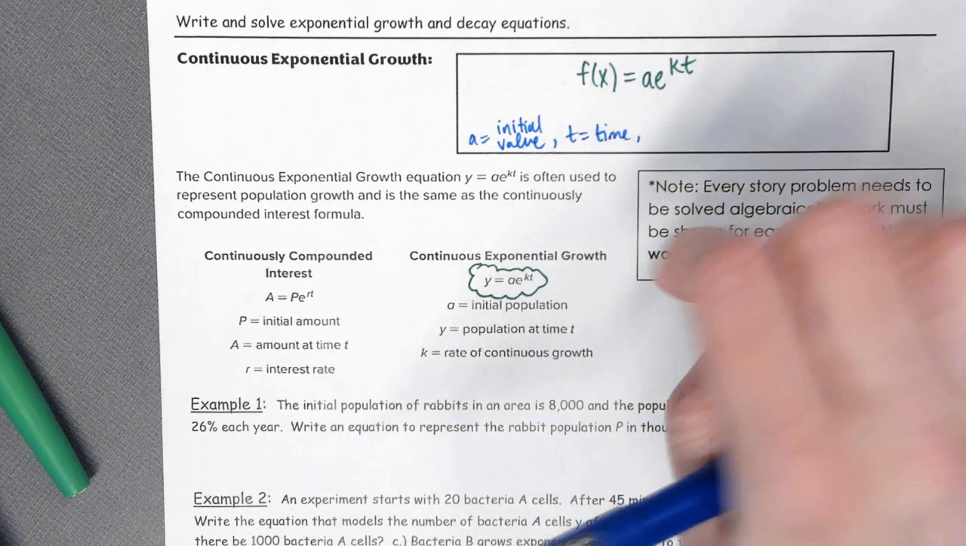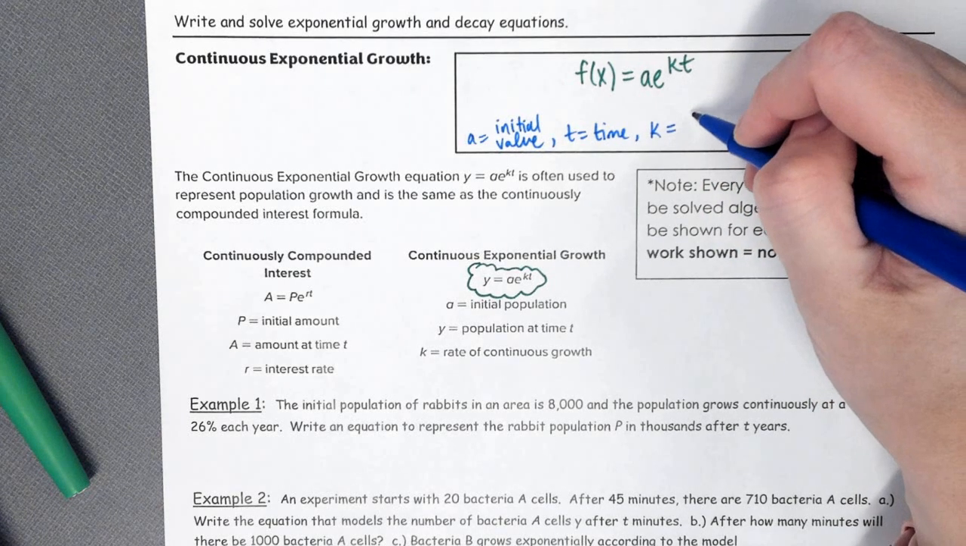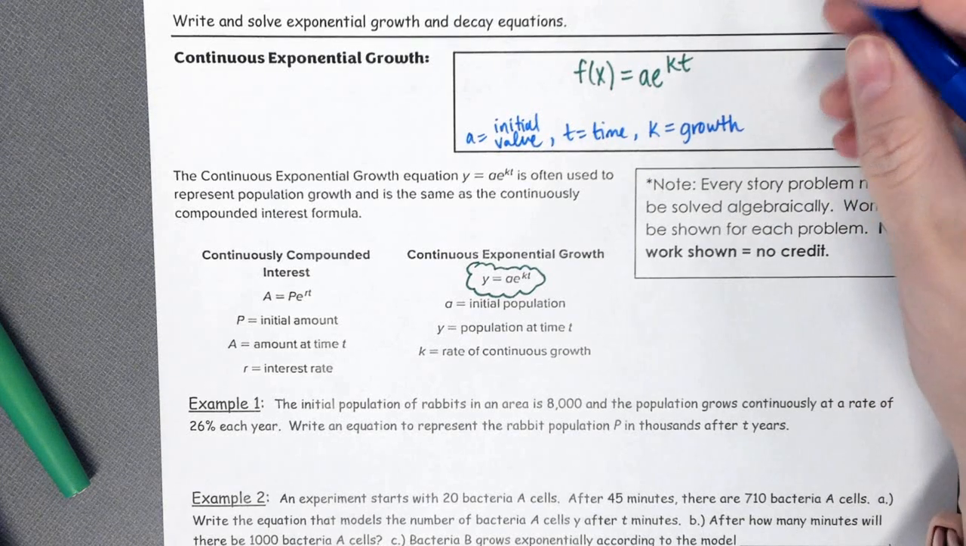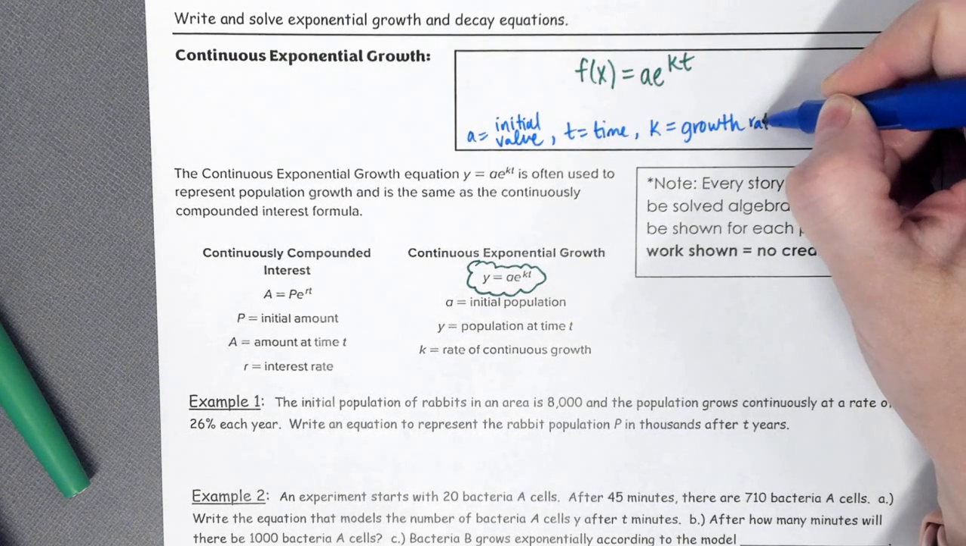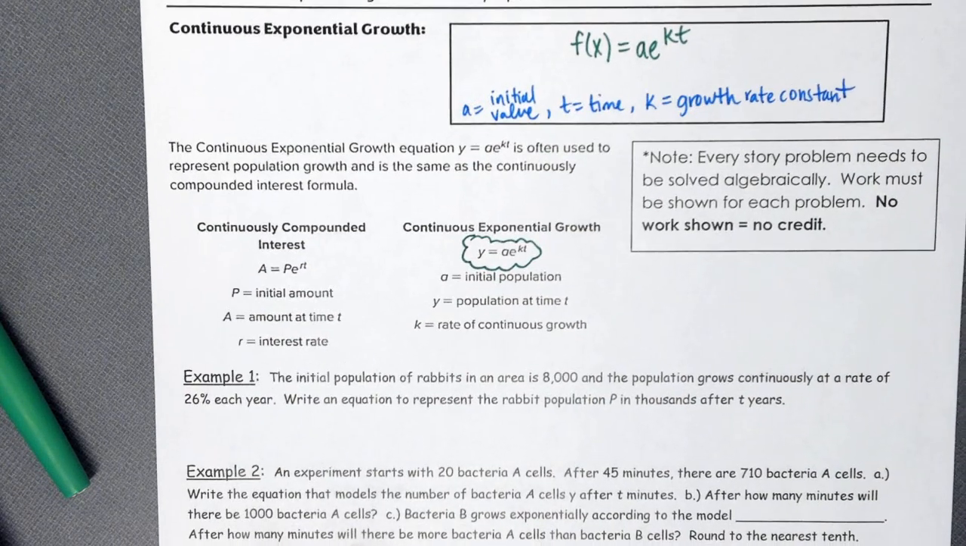Okay, and this new variable k, that is used as either, well, we're going to start with growth. So this is going to be the growth rate constant. Sometimes it's just called the growth constant.